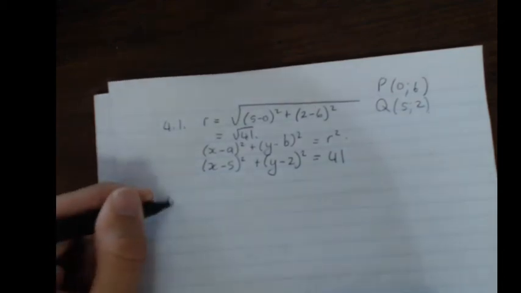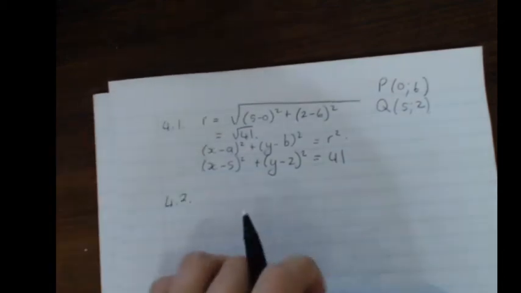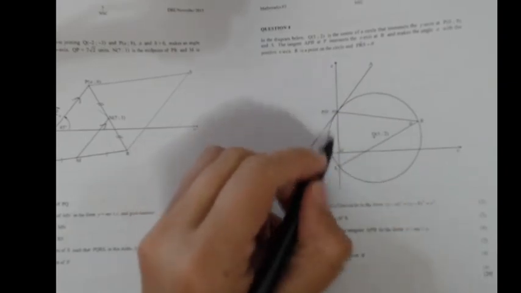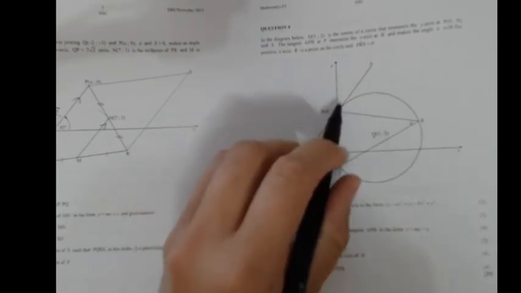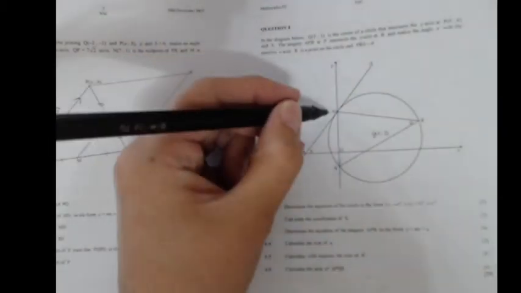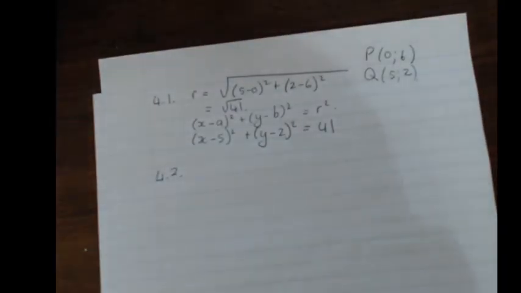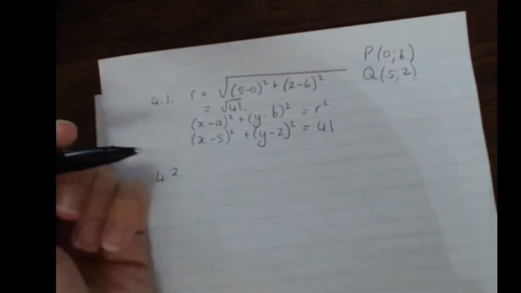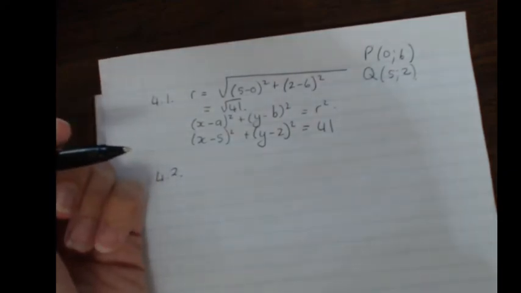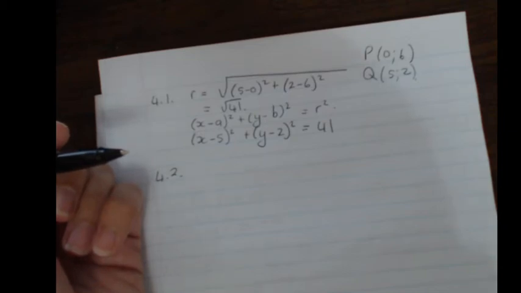That's 4.1. Question 4.2, calculate the coordinates of S. If I have the equation of the circle, to determine y-intercepts, S is a y-intercept, I'm going to make x 0. It's going to give me two answers, 6 and something else, that I need to find the coordinates of S. I'm going to quickly discuss something else you can do. I predict it's going to be (0, -2).